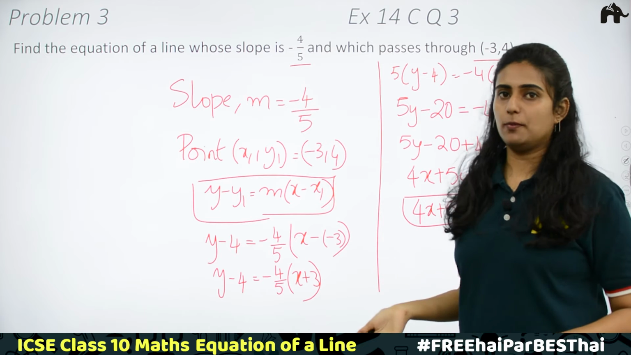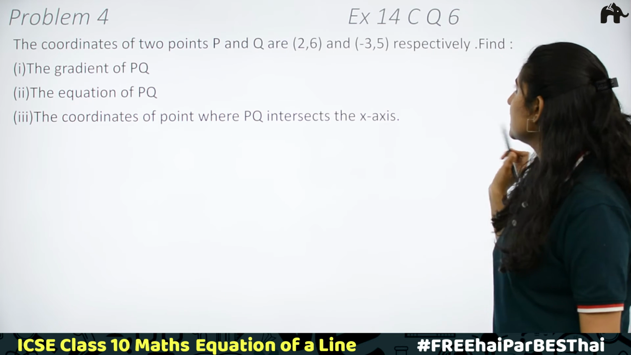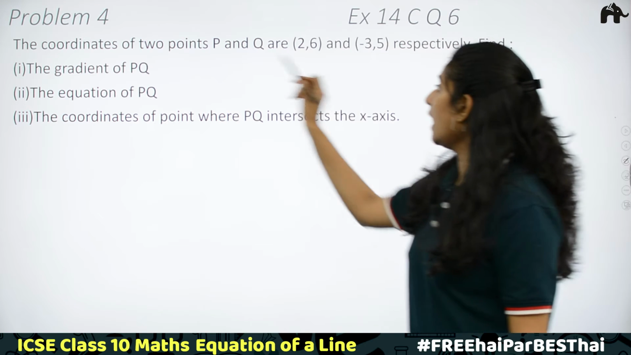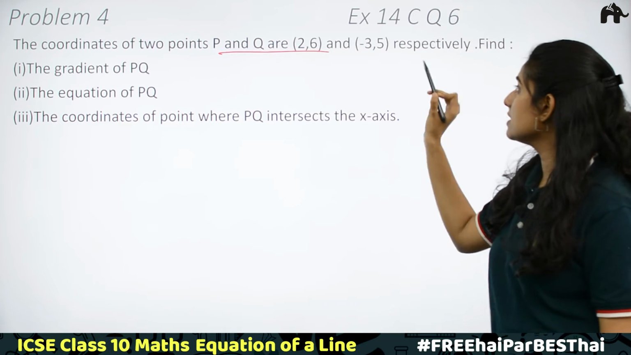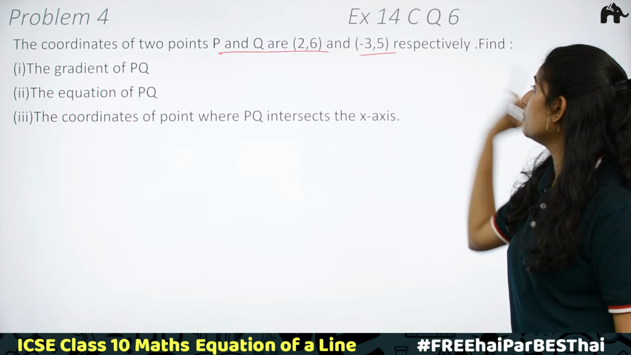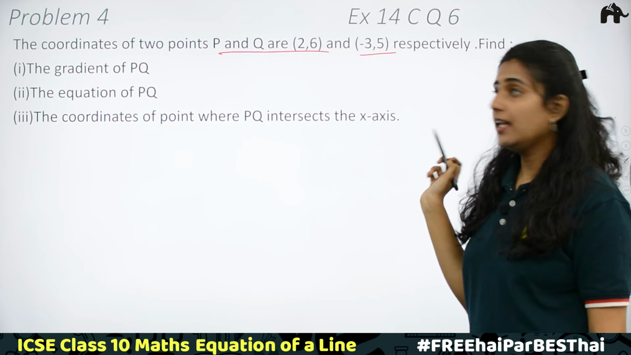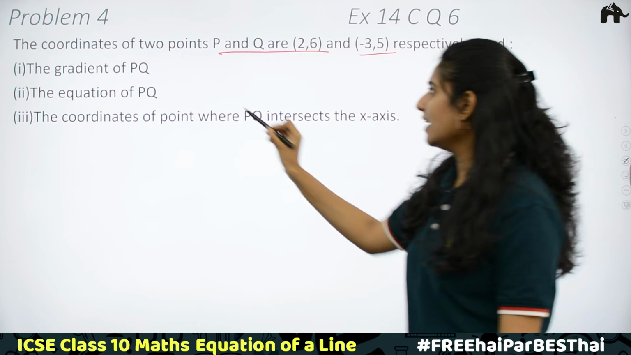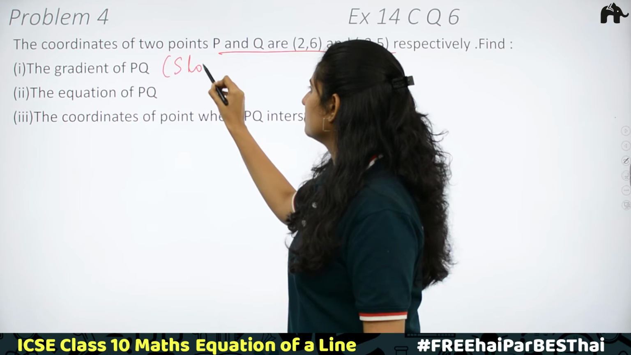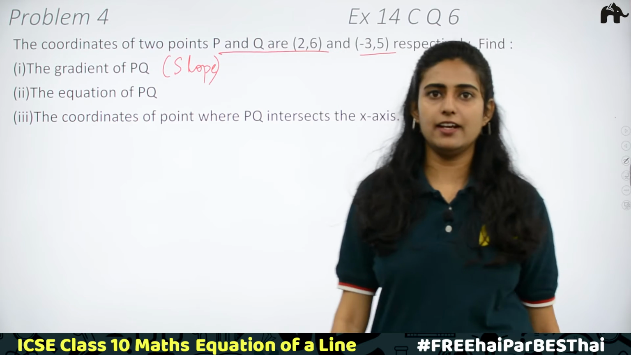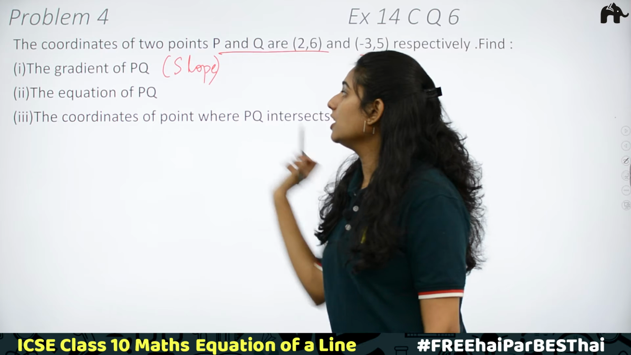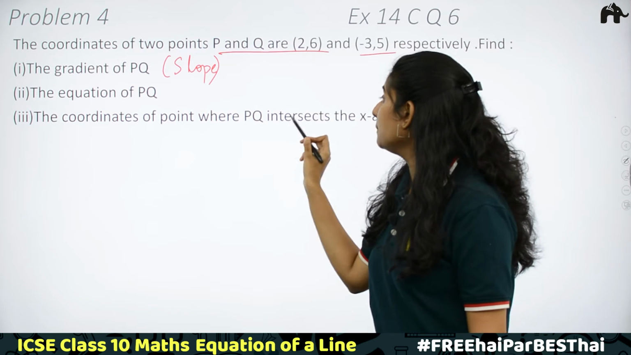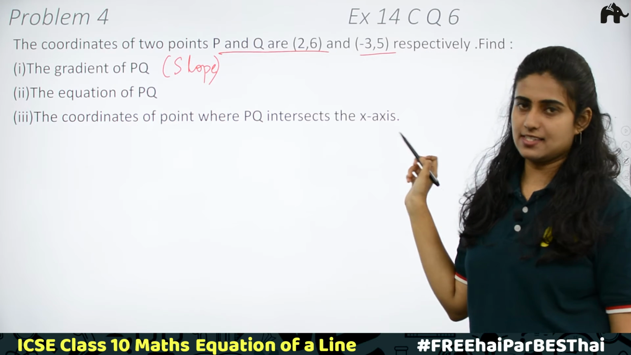Let's move on to the next problem. Next, problem number 4, question 6 of exercise 14C. The coordinates of 2 points P and Q are 2, 6 and minus 3, 5 respectively. Find the gradient of PQ. What is gradient? We have studied in the previous class, gradient and slope are the same thing. Another name for slope is gradient. Then you have to find the equation of PQ. Third, the coordinates of the point where PQ intersects the x-axis.